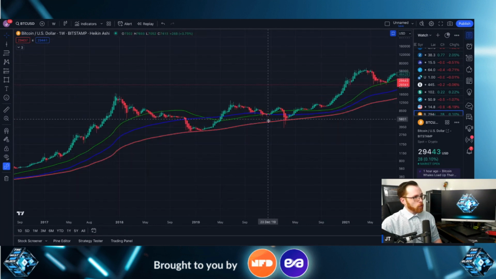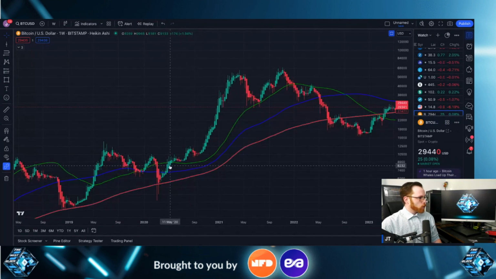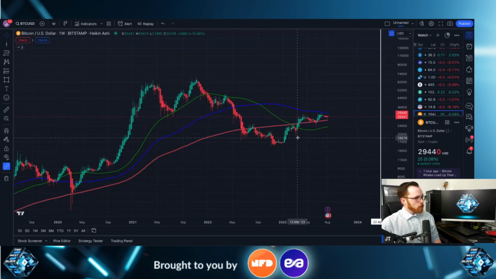We retested the bull market support band in late 2019, and it looked like everything was okay, and then the COVID crash pushed us back down. I think this is a little bit of an exaggeration because of the COVID crisis. If this didn't happen, I don't think we would have fallen below the bull market support band, but it didn't take long before we were back above it in May of 2020, where we saw an incredible bull run all the way back above $69,000.